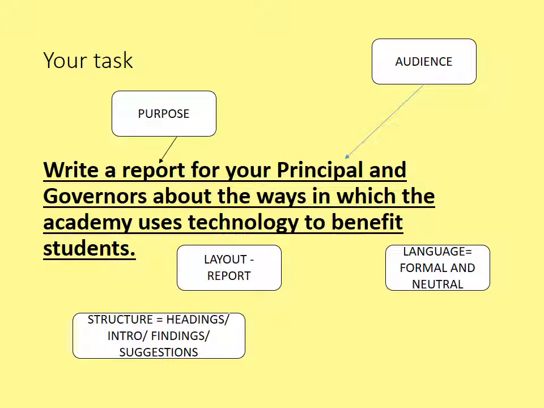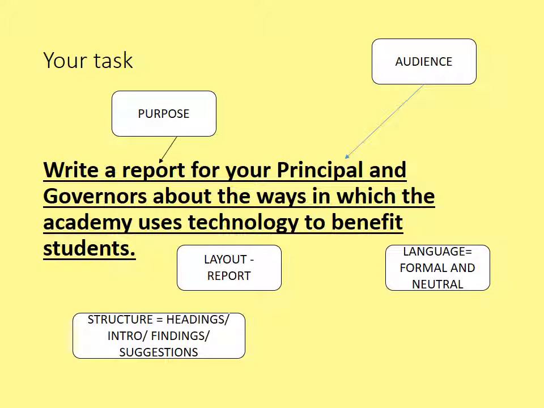You can see that obviously one of the first things we've got to do is to work out what the purpose of the piece of writing is, and because it's a report, that's going to be filled with information. It's going to be written in a neutral style. That means you're not going to sound judgmental, you're going to put the facts out there. That's the most important thing that we do.